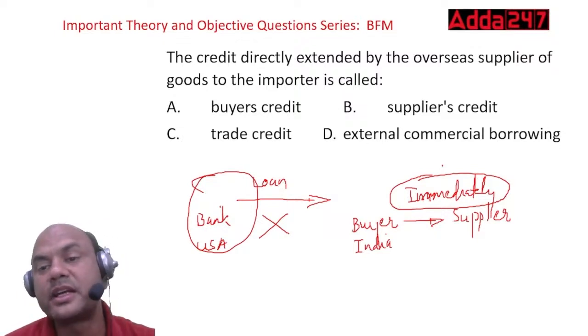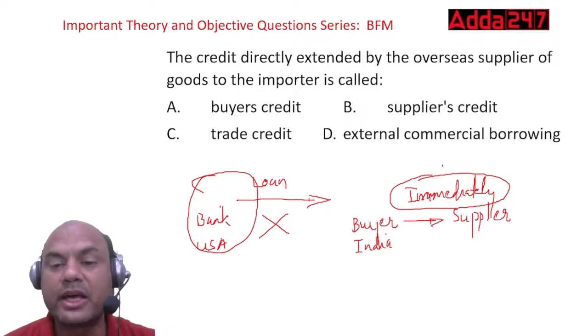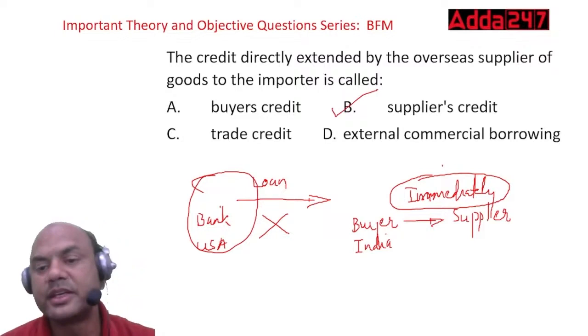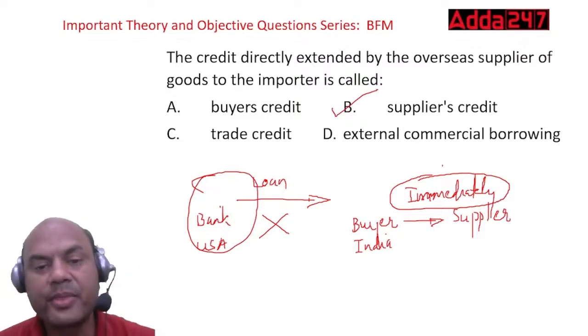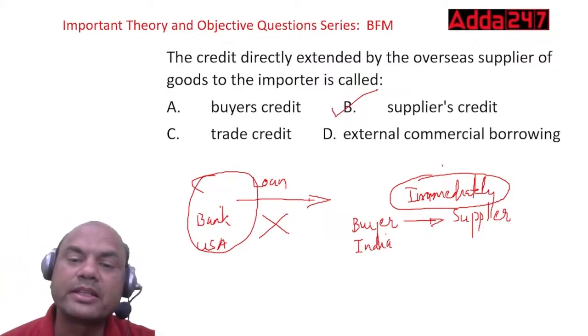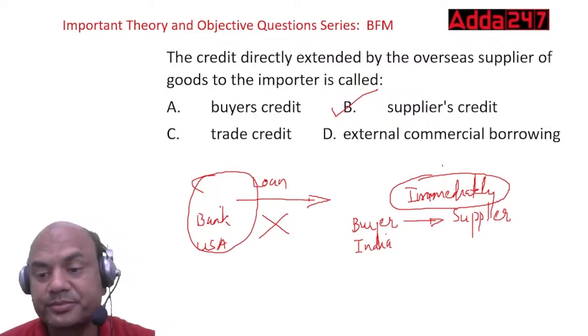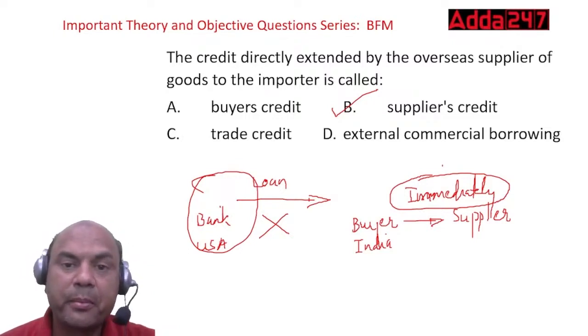So whenever any goods are sold on credit, on udhari, then that is called as what? Credit directly extended by the overseas supplier. Options are buyer's, supplier's, trade and ECB. Answer is simple: supplier's credit, right? Again remember, buyer's and supplier's credit are part of trade credit only. Remember this. Got it? Next one.